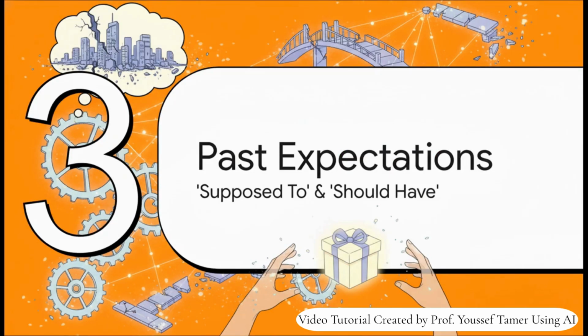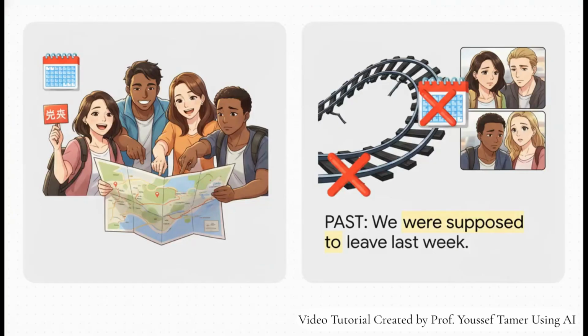All right, for our last section, things get just a little bit trickier. We've talked about what had to happen and what should have happened. So now, let's talk about what was expected to happen, but didn't. The grammar itself is pretty straightforward. Are supposed to just becomes were supposed to. But it's the meaning that's really key here.